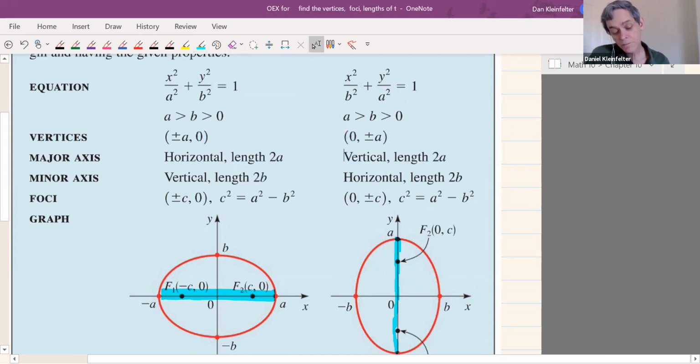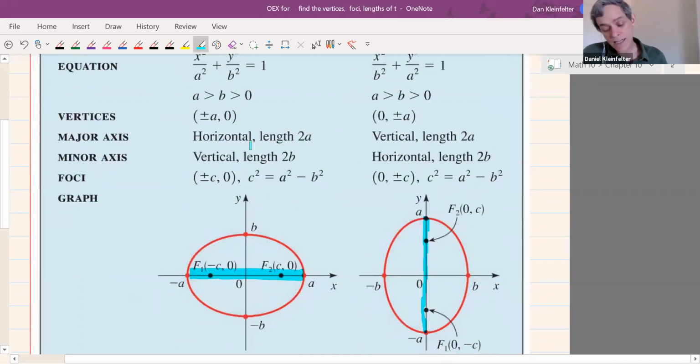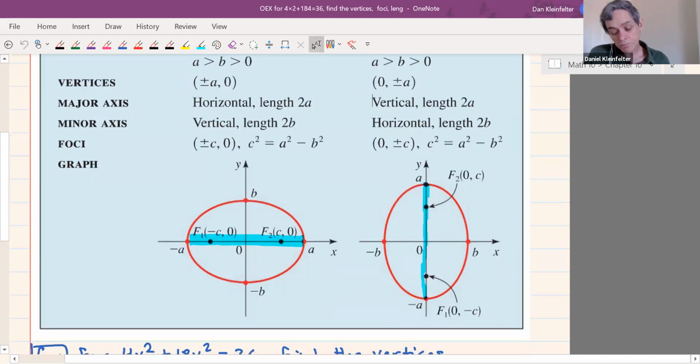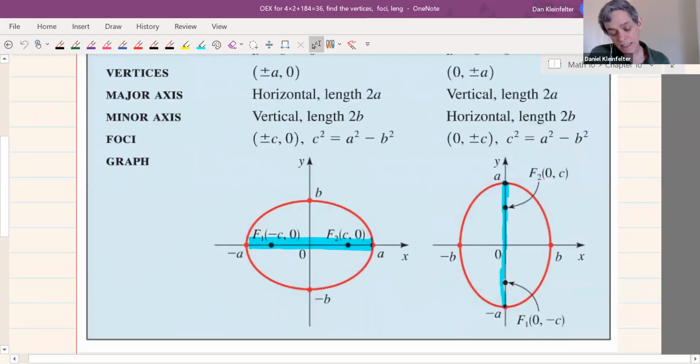Okay, the major axis is either horizontal or vertical, depending on the orientation of the ellipse, and its length is always 2a. The minor axis is the other direction, either vertical or horizontal, and its length is always 2b. Okay, and then this formula is going to turn out to be useful for us to know. So this thing is important. Let me write that out here. That c squared is equal to a squared minus b squared.